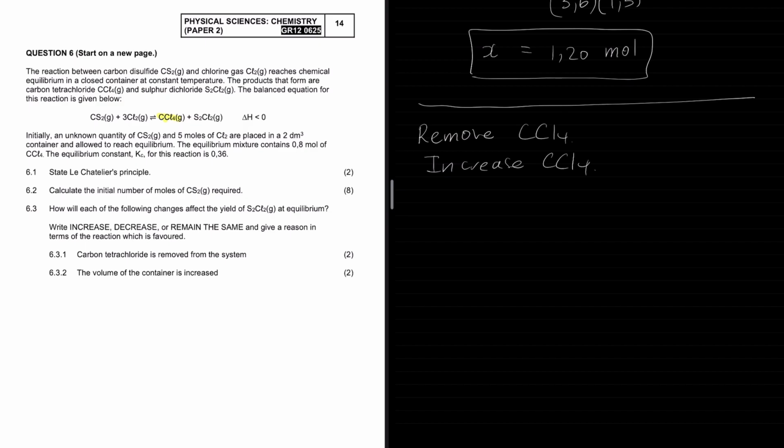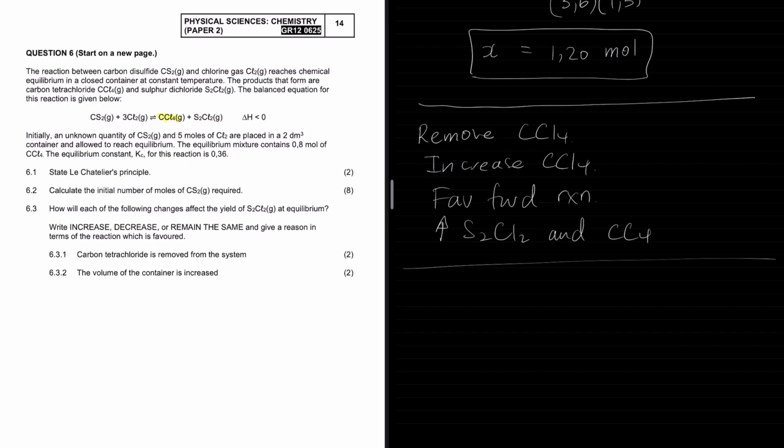And the system will do this by shifting the equilibrium position to the right, or you could say it favors the forward reaction. So if the forward reaction is favored, it means that we're going to get more CCl4, and as a consequence, we're going to get more S2Cl2. So the amount of S2Cl2 and CCl4 will increase.